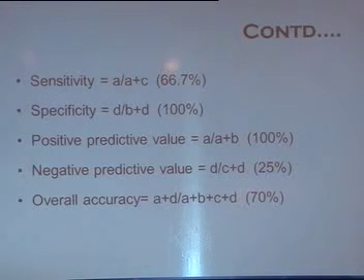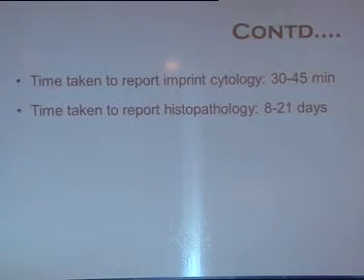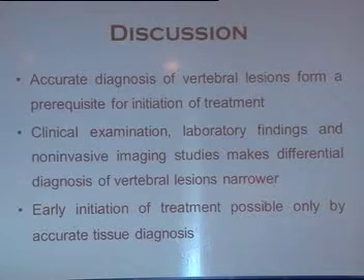By comparing imprint cytology with histopathology, we found sensitivity is 66.7%, while specificity is 100%, positive predictive value is 100%, while negative predictive value is 25%. Overall accuracy is 70%. Time taken to report the imprint cytology was 30 to 45 minutes, while time taken to report histopathology was 8 to 21 days.